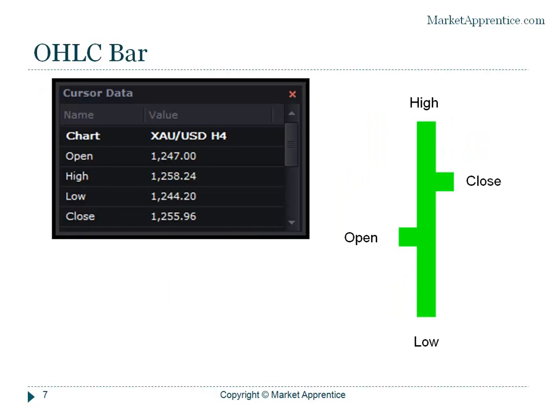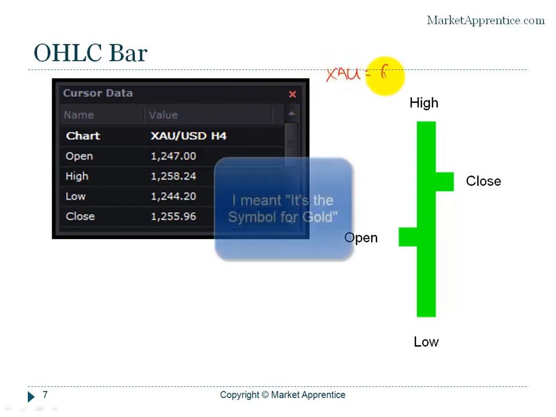Just to illustrate a little bit further, in front of you is a cursor data which shows us what the open, high, low, close values are for gold. In case you're wondering, XAU is the code for gold.